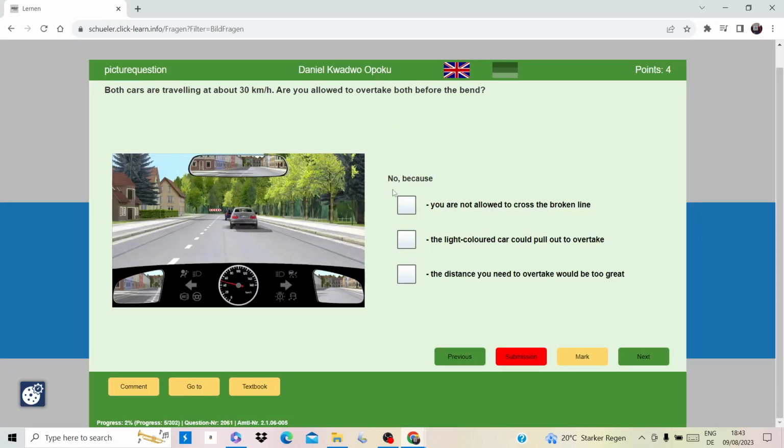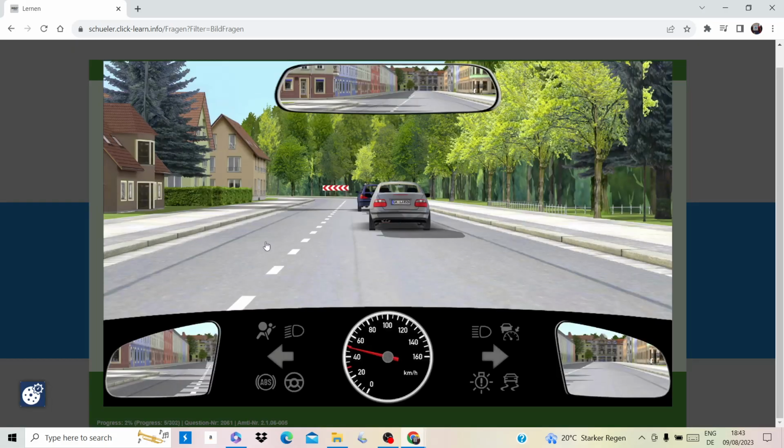Answers: no, because you are not allowed to cross the broken line. Where is the broken line? This broken line. Am I not allowed to cross the broken line? I am. I'm allowed to cross the broken line. If I'm not allowed to cross the broken line, the lines will not be broken.